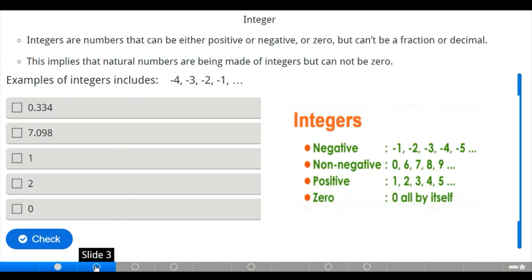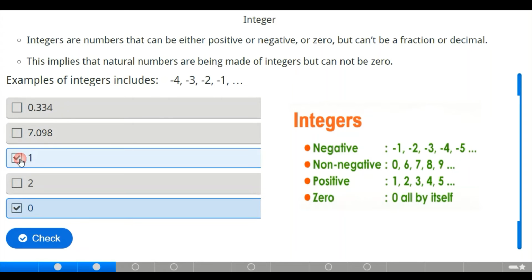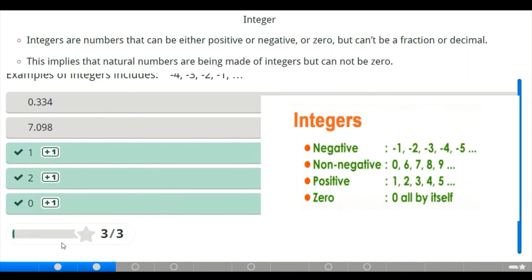So we have an example here. Examples of integers that we have listed here are minus 4, minus 3, minus 2, 1, minus 2. Now from here, let's highlight the positive aspect of the natural numbers that are contained in the integers. Another example: since integers can include zero, zero is an integer, then 1 is an integer, then 2 is an integer. 0.334 and 0.098 are not integers because, based on the definition, integers do not contain a fraction or a decimal. So let's check. Okay, now we are cool.